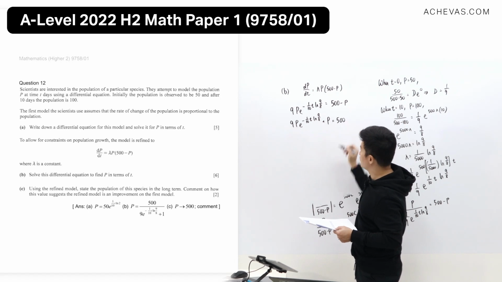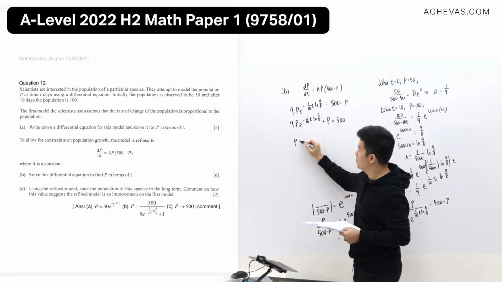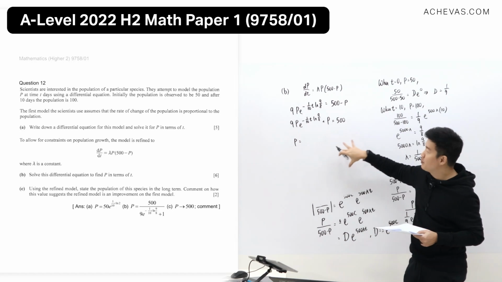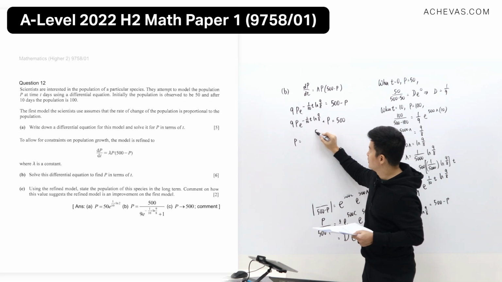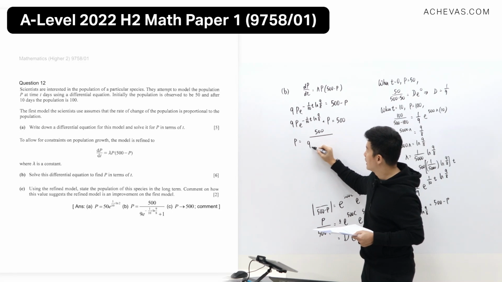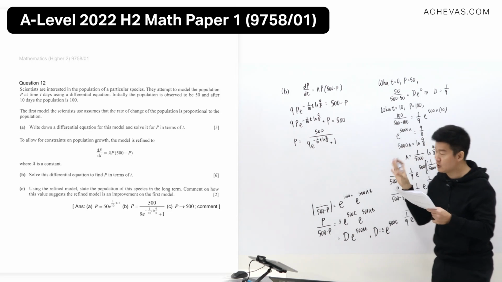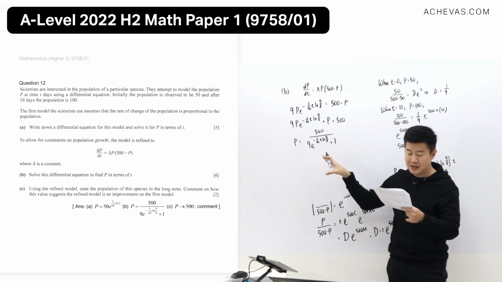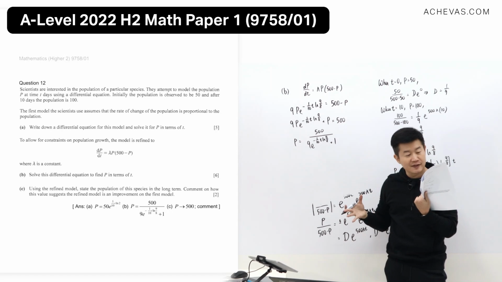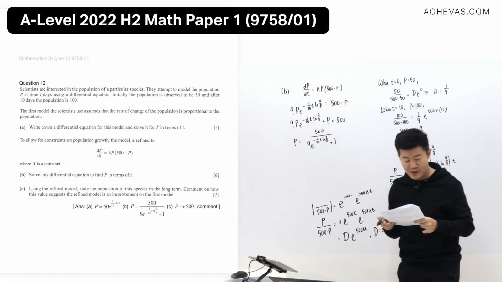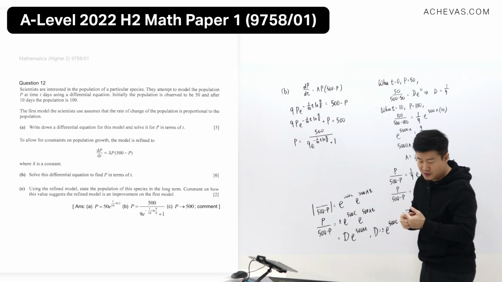This is equal to 500, factorizing out p and dividing the non-p part over to the other side. It is going to be 500 over 9e to the power of minus 1 over 10 t ln 9 over 8 plus 1. Goodness me, it is such a long process for us to get p. How many marks are we going to be awarded? 6 marks. I think it is quite fair. It is not too bad. Let's look at the last part of this question.